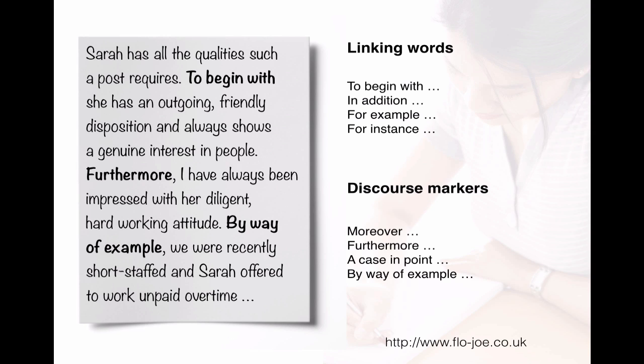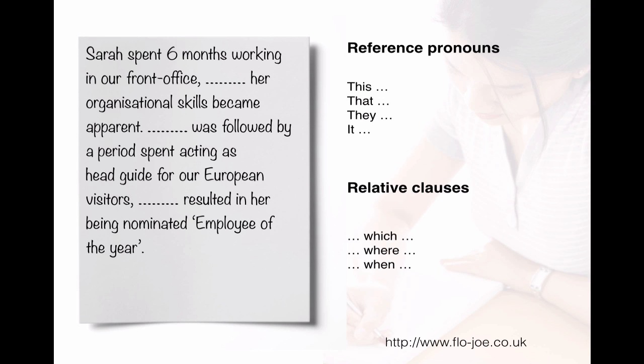So let's look at some other cohesive devices you can use to help you organise your ideas. Reference pronouns like this, that, they or it are commonly used to refer backwards to something or someone just mentioned. And then of course relative clauses can be used to give added information to a statement, and they also allow you to link ideas together in well-formed sentences. So how might reference and relative pronouns be used to complete the gaps in the text on the left? Again, well done if you spotted these.